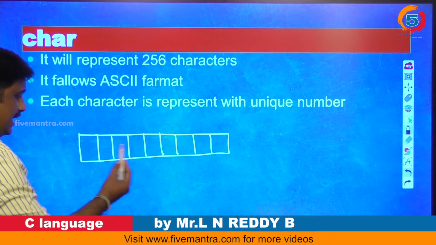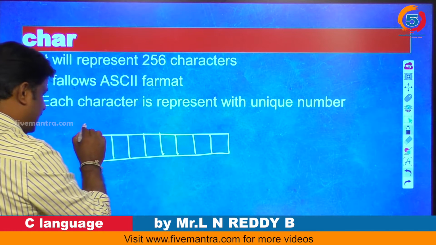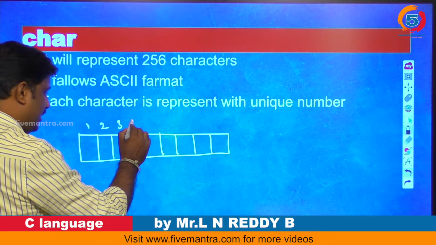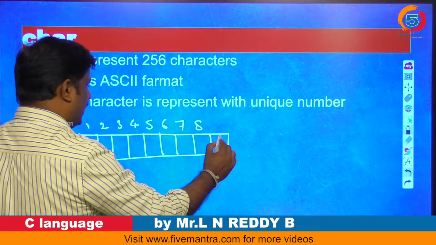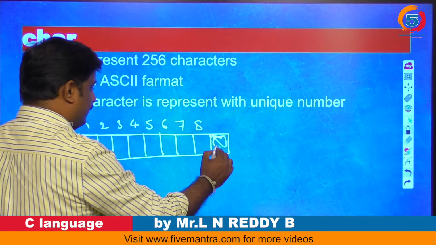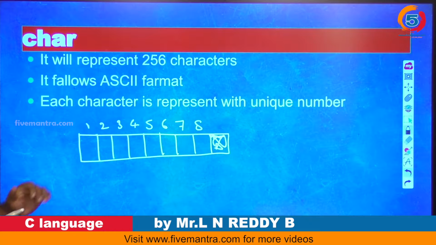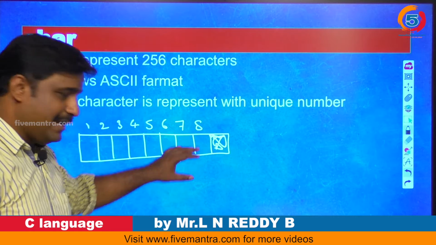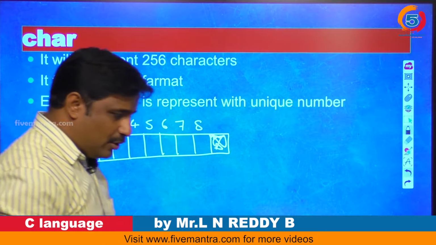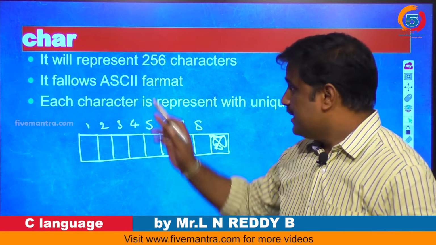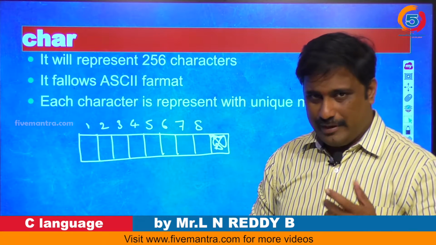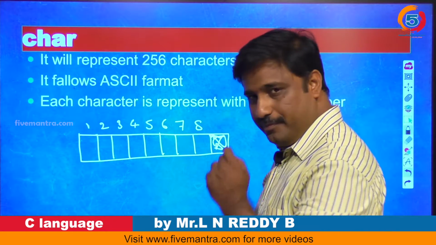Each one will be represented with a unique number, 1 2 3 4 5 6 7 8, and so on. This is not required for our requirement. Now these are the 8 bits I have, and I want to dump my data into this. Why? Because a character holds 8-bit data. The maximum I can dump into this is, as I already said, 256. How that works we will get into with a simple analysis.